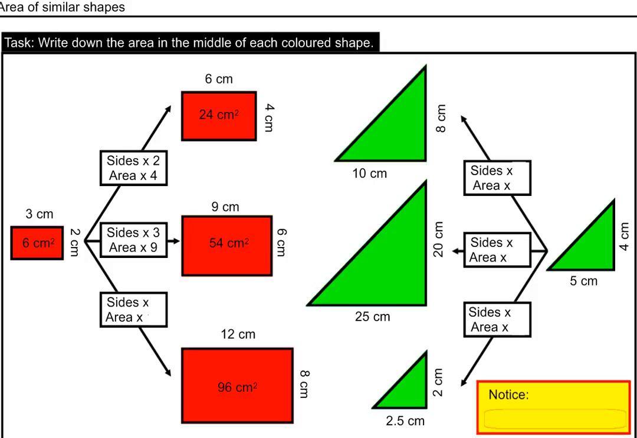Same for the bottom here, corresponding. 3 times 4 would give me 12. 2 times 4 would give me 8. This has got a scale factor of 4 for the sides. The area is not 4 times bigger though. 4 times 6, well, it's not 96. How many times bigger is that?